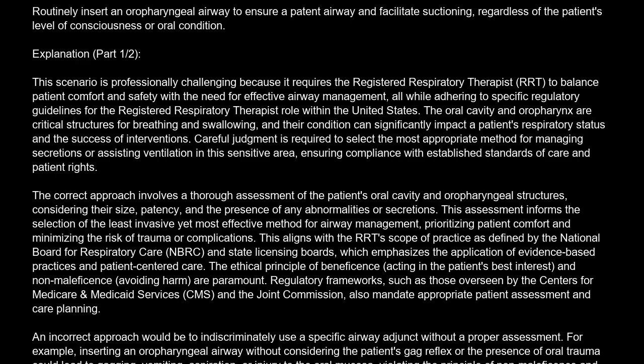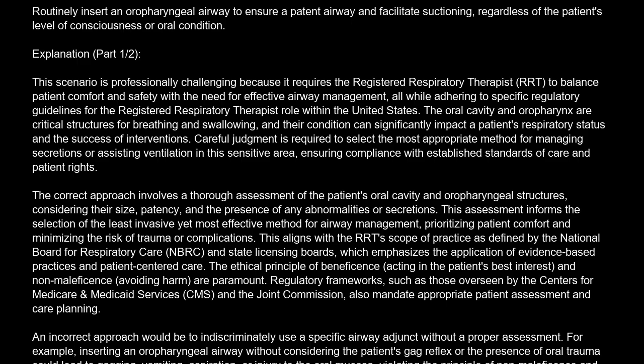comfort and safety with the need for effective airway management, all while adhering to specific regulatory guidelines for the registered respiratory therapist role within the United States. The oral cavity and oropharynx are critical structures for breathing and swallowing, and their condition can significantly impact a patient's respiratory status and the success of interventions. Careful judgment is required to select the most appropriate method for managing secretions or assisting ventilation in this sensitive area, ensuring compliance with established standards of care and patient rights.